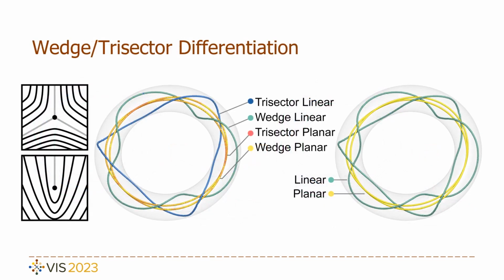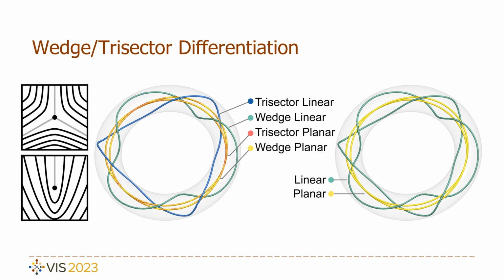A degenerate point can be classified as either a wedge or a trisector as shown in the left column. However, most existing work on tensor field topology has largely focused on the linearity planarity aspect. In this paper, we advocate the combination of the linearity planarity classification and the wedge trisector classification for physical interpretation of our data, which can provide additional insight.